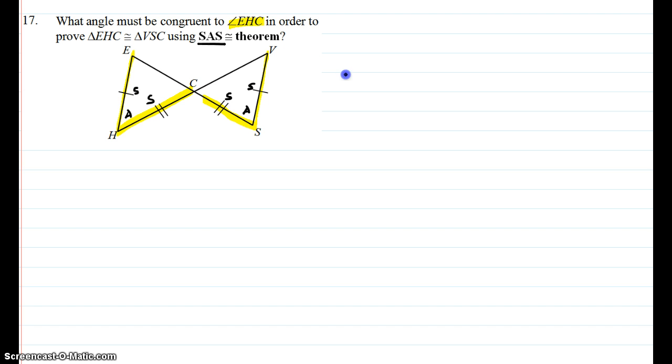So we want angle VSC. Once we know that, then the triangles can be proven that they're congruent using side, angle, side. But the answer is angle VSC.